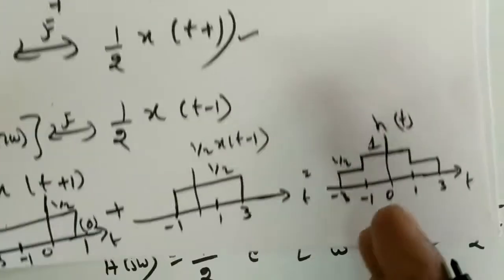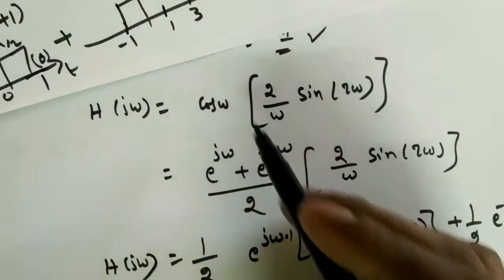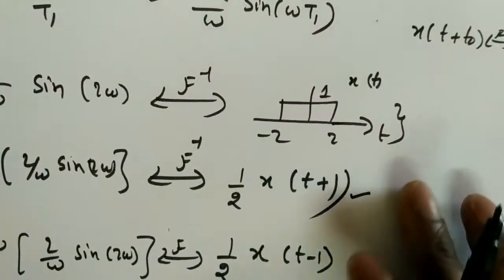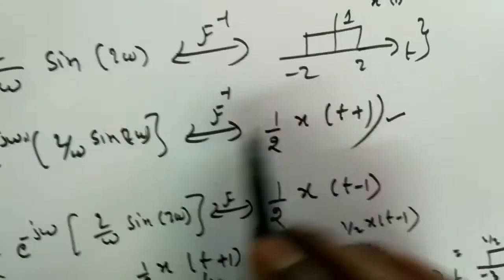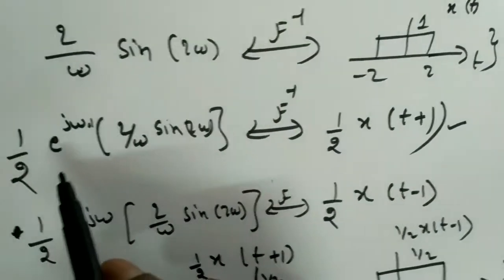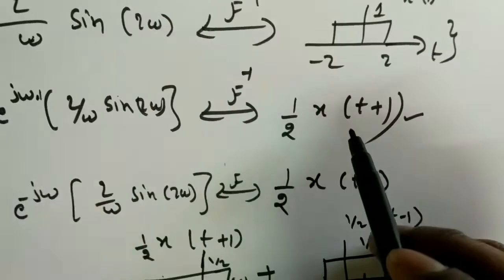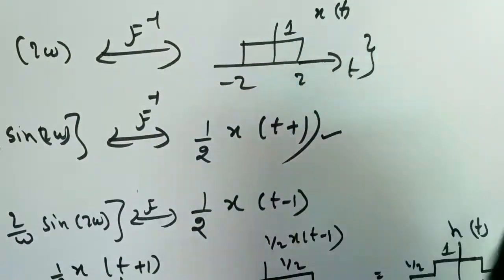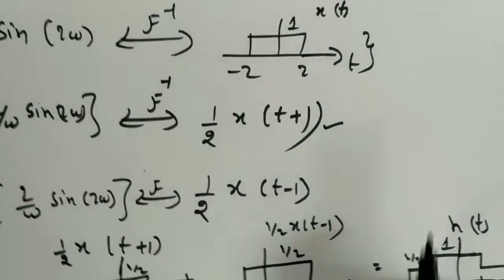So in the exam, I explained very step by step, but we don't require this step by step. You can directly apply these steps, because we know the 2 by omega sine 2 omega, and if I directly add 1 by 2 e power j omega, I'll get this, and so on. So by looking at this signal, we can easily tell the answer, right?